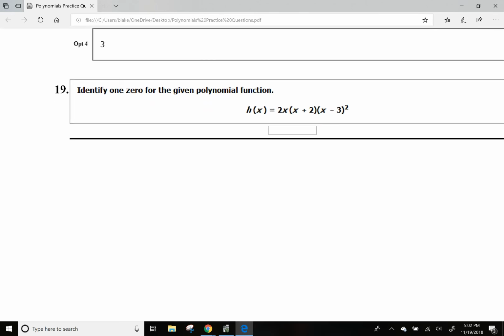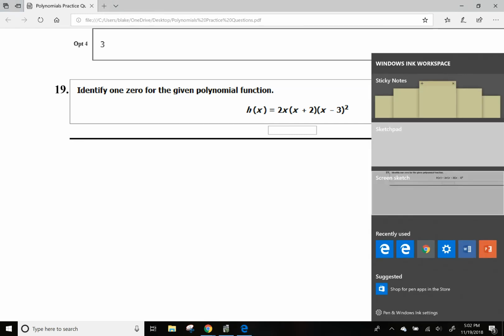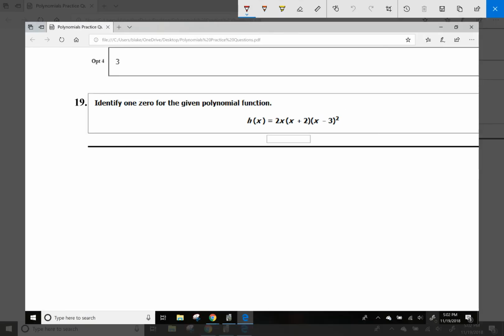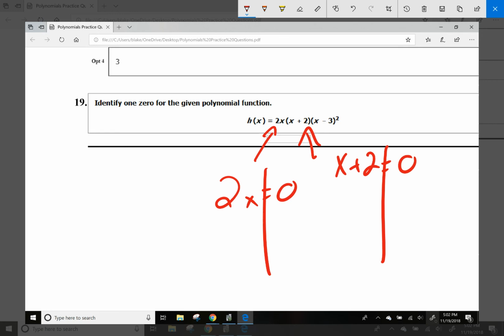Number 19, and finally, is identify 1 zero for the given polynomial. So there's 3 different options you could give, but you only need to give 1. You can use 2x equal to 0, and solve that and get that answer. You can use x plus 2 equal to 0. You can solve that and get that answer. And you can use x minus 3 equal to 0, solve that and get that answer. Now, it's squared, which means there's just 2 of them, but there's no reason to solve x minus 3 equal to 0 twice because they're both going to be the exact same thing. So any one of those answers that you get would work for number 19.